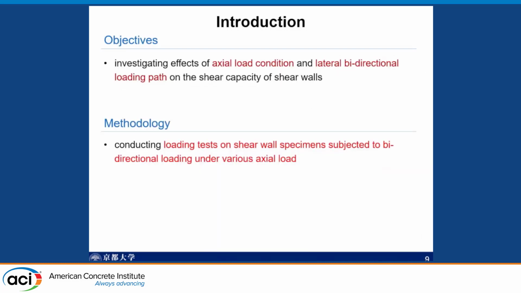The objective of this project is investigating the effects of axial load condition and the lateral bidirectional loading path on the shear capacity of shear walls. We conducted loading tests on shear wall specimens subjected to bidirectional loading under various axial loads.